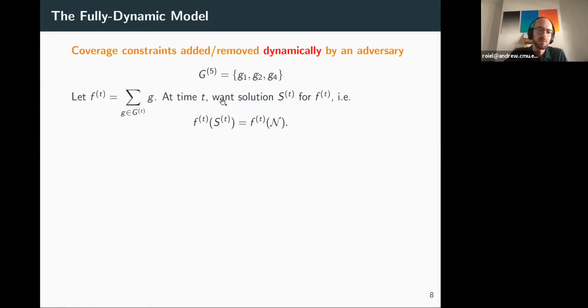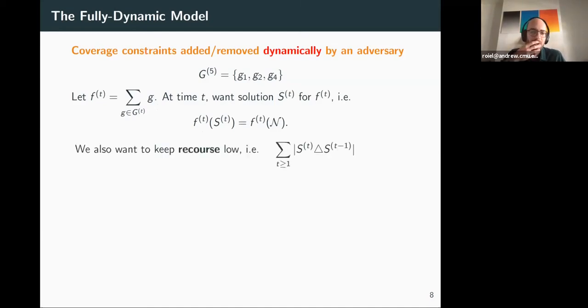And at time t, we want a solution S_t for this function f_t, i.e. a set S such that f(S) is equal to f(N). This is the submodular constraint from before. And you'll notice that because f is just the sum of these functions, f is maximized if and only if each of its constituent functions is maximized. So really what we're forcing here is that a feasible solution be a feasible solution for the AND of all of these constraints.